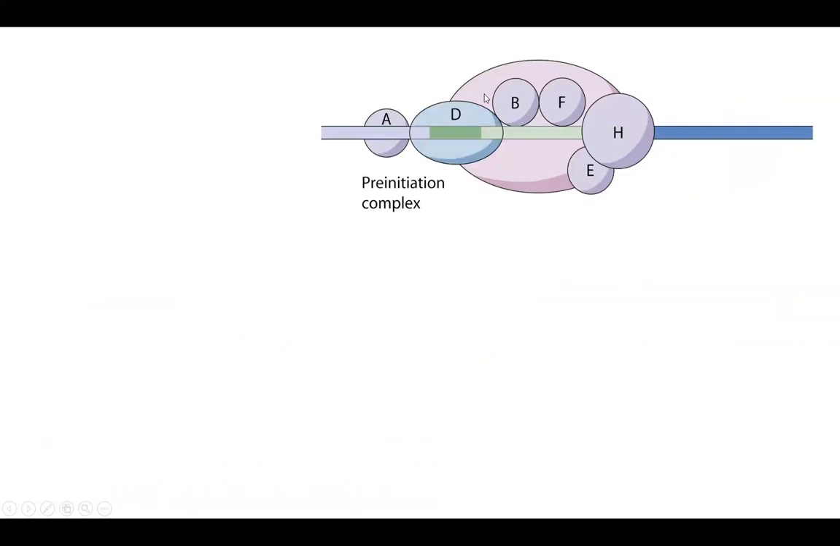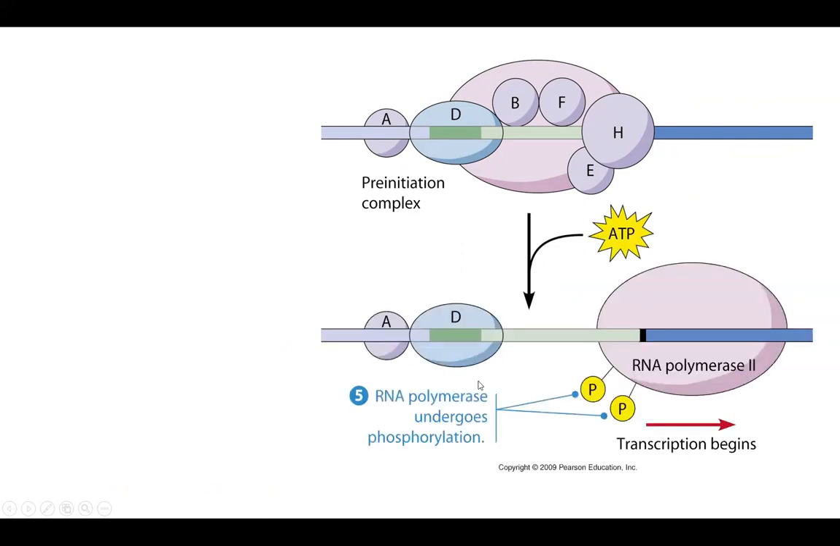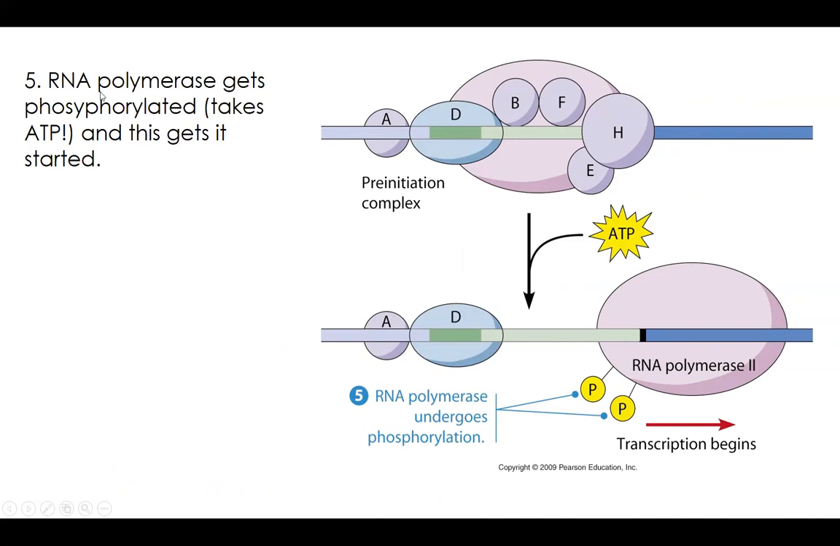So let's look at this. We've got our pre-initiation complex. We're going to use a little bit of ATP, and transcription will begin. So our RNA polymerase will get phosphorylated.